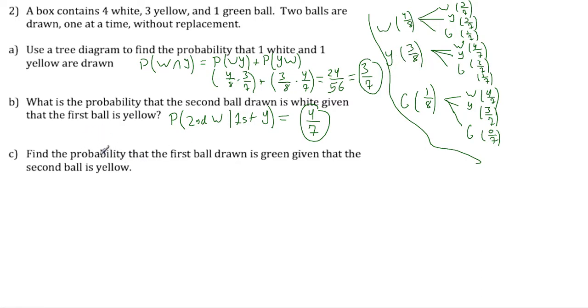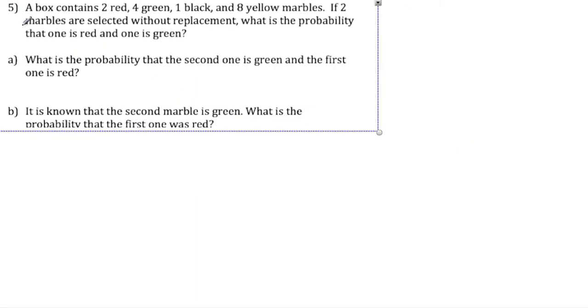And so finally we have C. Find the probability that the first ball drawn is green given that the second ball is yellow. So another conditional probability: the probability that the first is green given that the second is yellow. Well, if the second is yellow, then the probability that the first is green is just going to be 1/8. We get that right off of the table. That's nice.